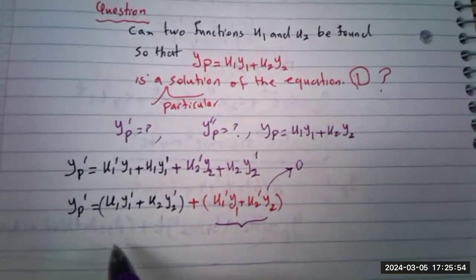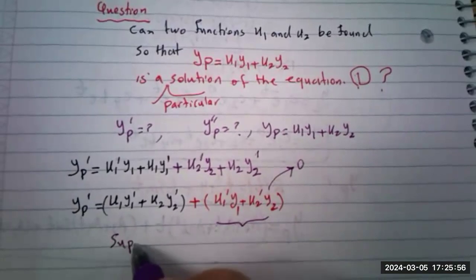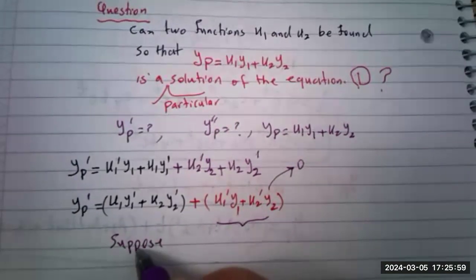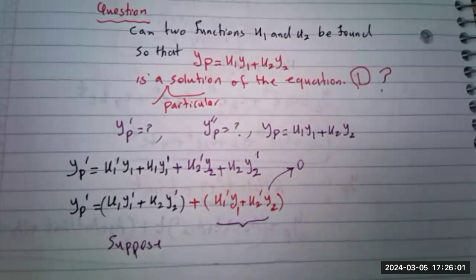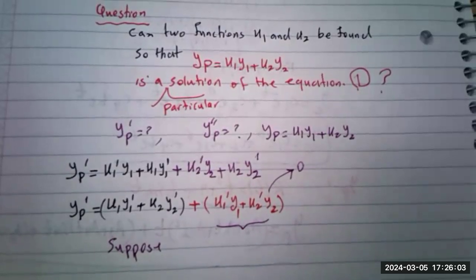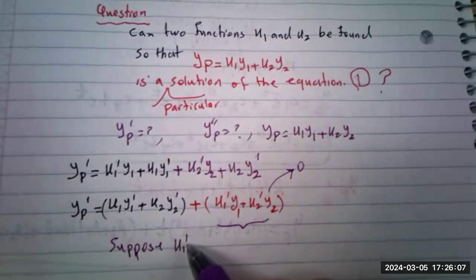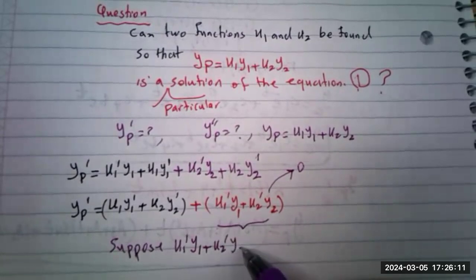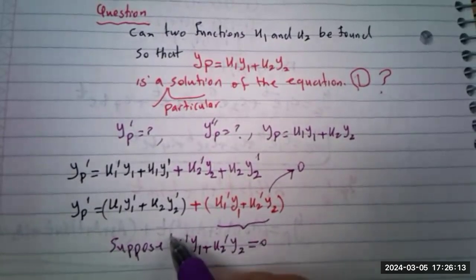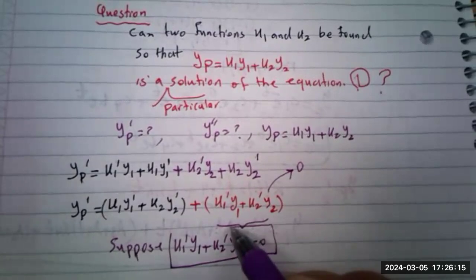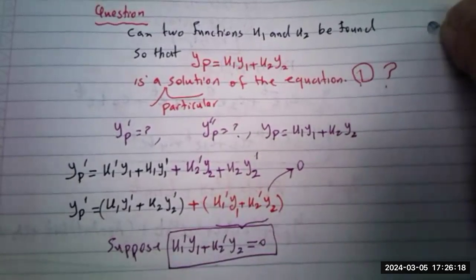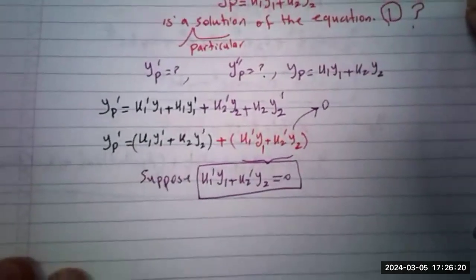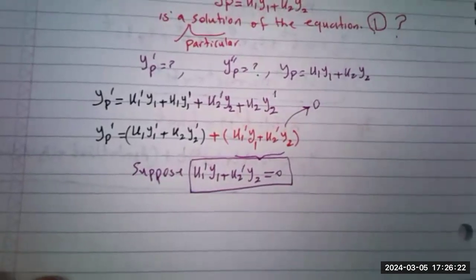So we are going to suppose you're not going to lose anything. This is because it's up to you. As long as you prove that they are the solution of the equation, you'll be fine. So we are going to suppose u1 prime y1 plus u2 prime y2 is equal to 0 from now on. And I told you the reason. The reason is we want to avoid the second derivative for the u1 and the u2.